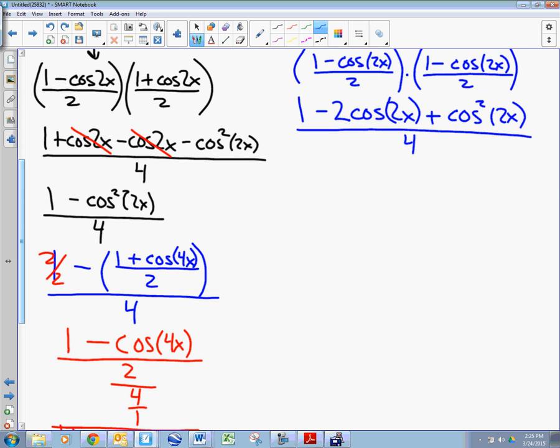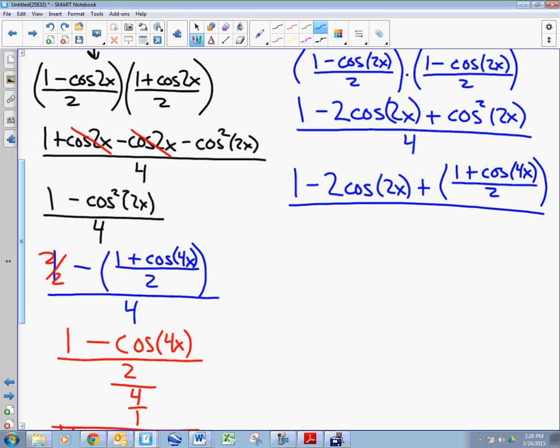I have to insert something for this cosine squared of 2x. Cosine squared of 2x, as I saw in the last problem, I inserted 1 plus the cosine of 4x over 2, all over 4.